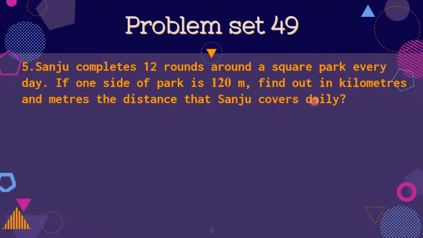Now here we know that the shape of a park is square, and we know the length of one side of the park is 120 meter. Now we have to find out the distance covered by Sanju in 12 rounds. So first, let us find the distance covered by Sanju in one round of the square park. For that, we need to find out the perimeter of that square park.